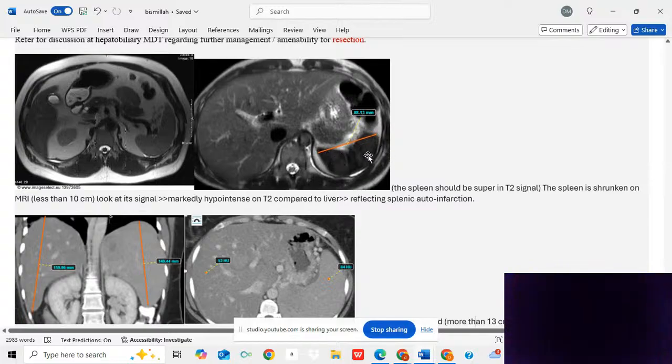Okay, so once you spotted a shrunken spleen, you need to check for its signal on T2-weighted image. For any small spleen, look at its signal on T2-weighted image. You need to check if this spleen is functioning or not. This spleen is very dark on T2-weighted image. This means splenic autoinfarction. Okay.